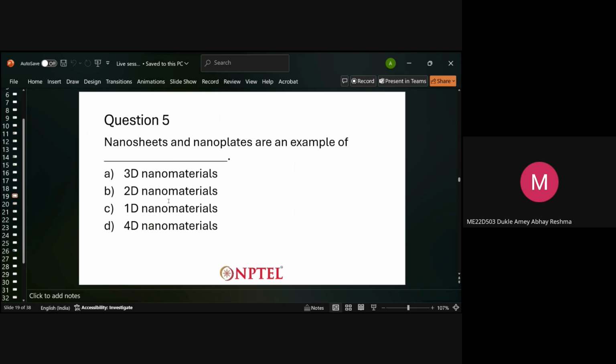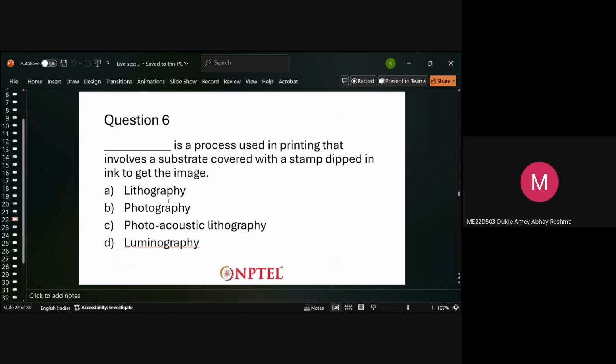Moving to the fifth question, nanosheets and nanoplates are examples of: 3D nanomaterial, 2D nanomaterial, 1D nanomaterial, 4D nanomaterial. So basically, in nanosheets and nanoplates, two dimensions are more than the nanoscale. So they are called 2D nanomaterials.